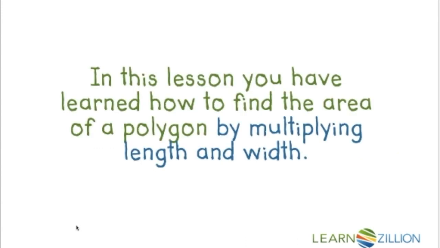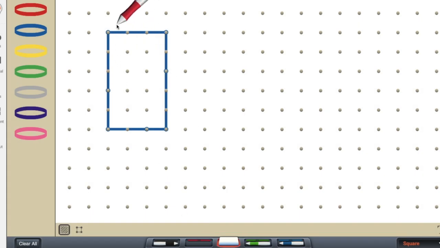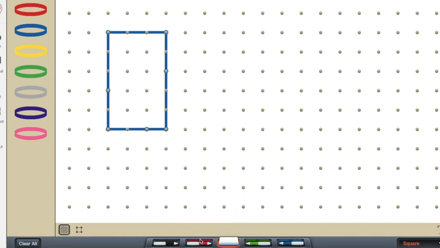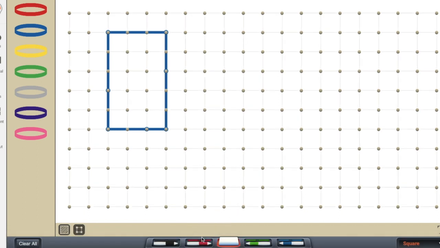In this lesson, you have learned how to find the area of a polygon by multiplying length and width. You did a really good job of reminding us of how we can see arrays inside of rectangles or squares. If you take a look at this rectangle I drew here, you should be able to see now that there is an array inside of that perimeter. Let me click on the grid for you. Maybe that'll help you see it a little bit better.